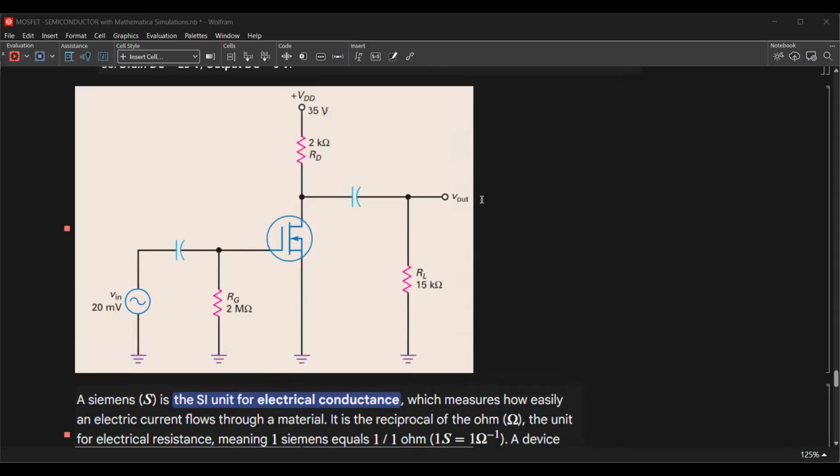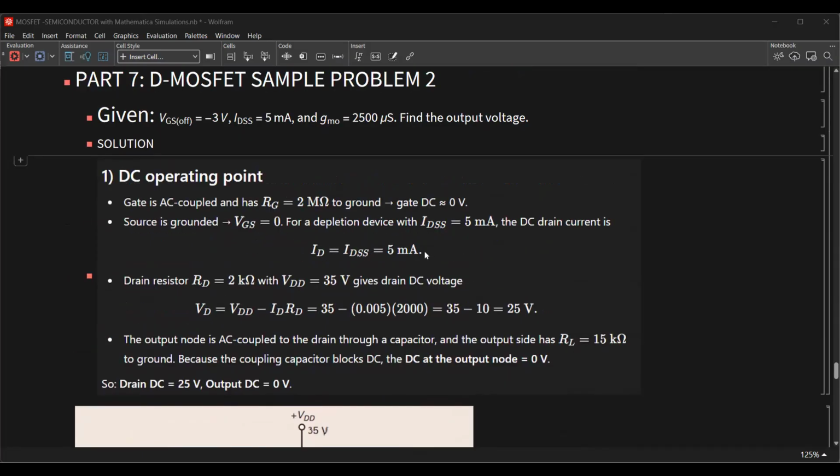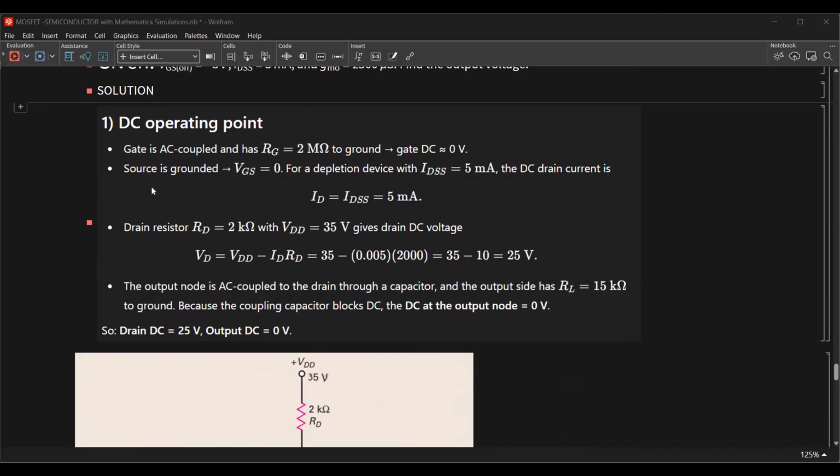So this is our circuit. This is our figure. Okay, so we have the given here from the figure. For the DC operating point here, the gate is AC coupled and has RG to ground. So the gate DC is equal to 0 volts. The voltage due to DC here is 0. Source is grounded, so VGS is equal to 0.